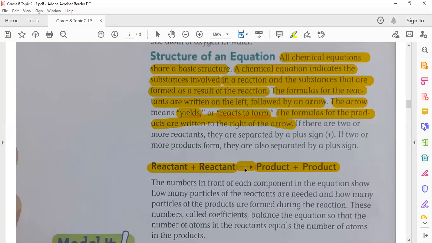What is the meaning of the arrow? Yields. The substances, elements or compounds to the left are reactants, and to the right are products. Understood? What is the meaning of plus? If there are two or more reactants, they are separated by a plus sign. If two or more products form, they are also separated by plus. For example, A plus B yields C plus D.